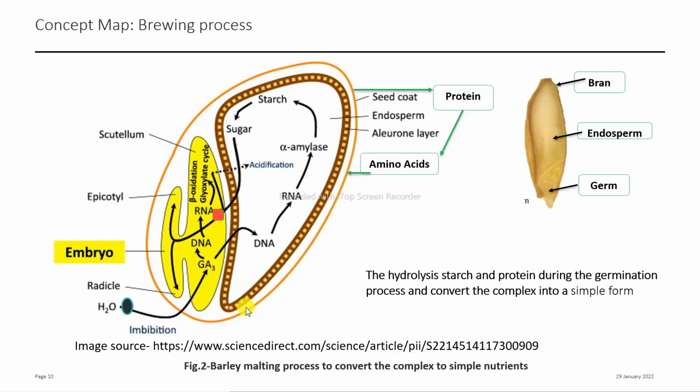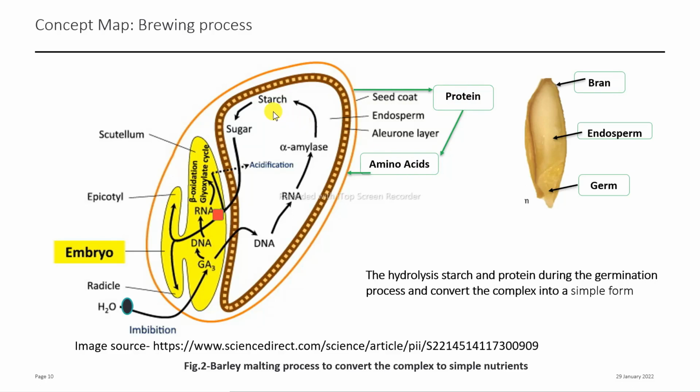During the germination process, the internal moisture content increases, the internal enzymes are activated, and germination starts. The enzymes convert the complex substances, like the starch, into simple sugar by the hydrolysis process with alpha amylase enzymes, and the protein in the outer layer is also hydrolyzed by protease enzymes into amino acids.